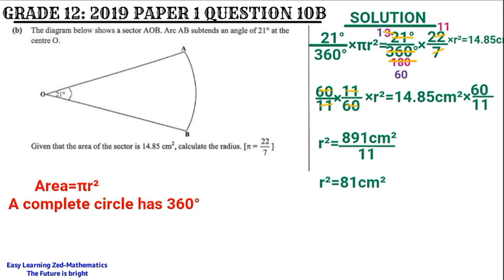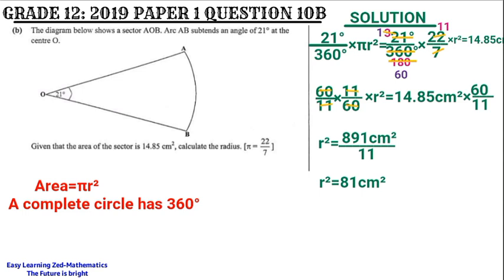Now the next thing I'm going to do is find the radius of this sector of the circle. That means I need to find the value of r, not r squared, so I need to remain with r on the left side of the equal sign. For me to remain with r, I need to find the square root. If I do that on the left side of the equal sign, I also need to find the square root of 81 centimeters squared.